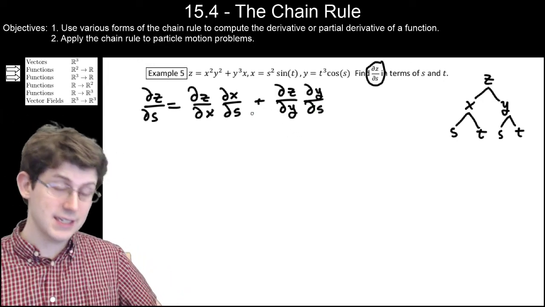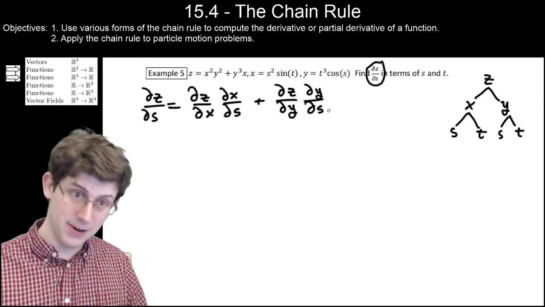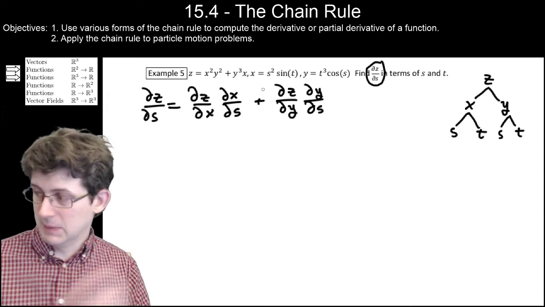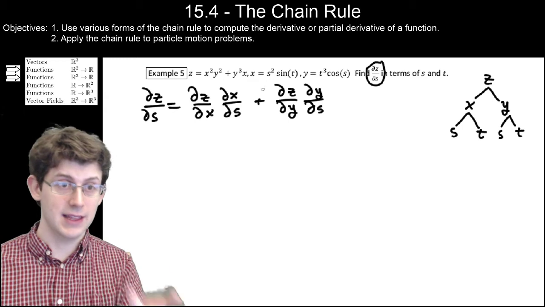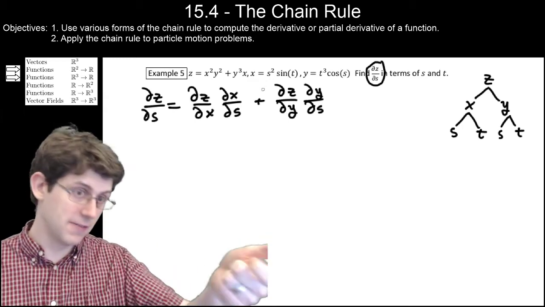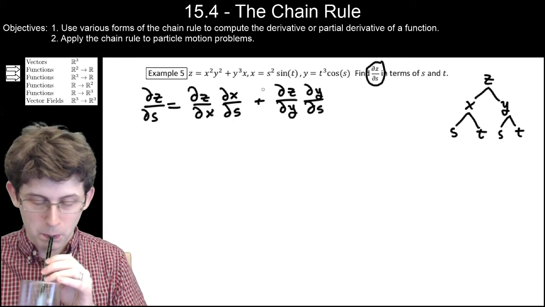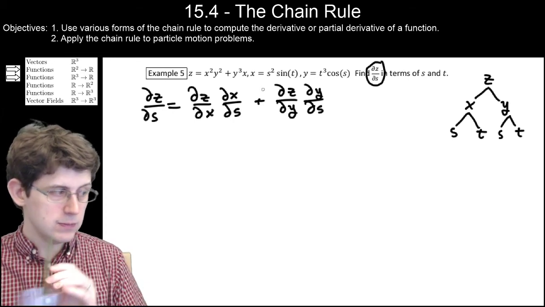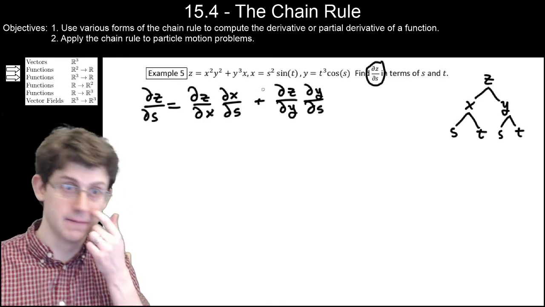In the first example of the chain rule we did, it seemed like you could basically always get out of doing the chain rule by just substituting everything in. You should imagine what it would look like if we substituted that x and that y in for all those variables in z. Yeah, I'm not doing it.